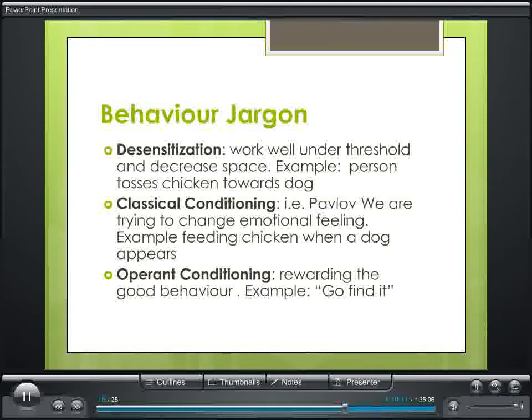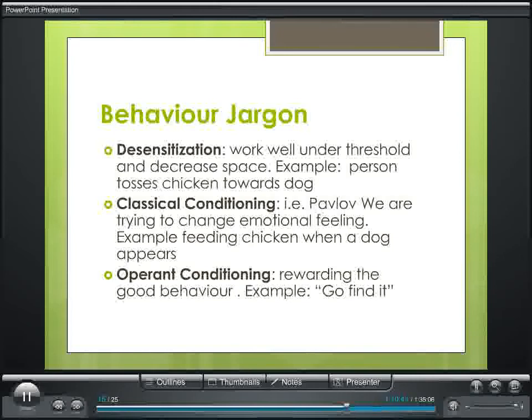We pair this up with the scary thing. We are simply trying to change the emotional feeling that the dog has over something. When we do this enough, we can create a new association for the dog and the stimulus. Example would be, your dog has a fear of strangers. Every time a stranger appears, food comes out. As soon as the stranger leaves, food goes away. So the dog starts to associate the stranger with good things, i.e. food, and therefore creates a new association.